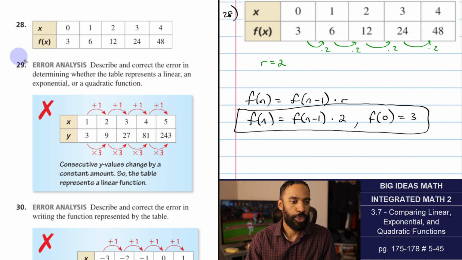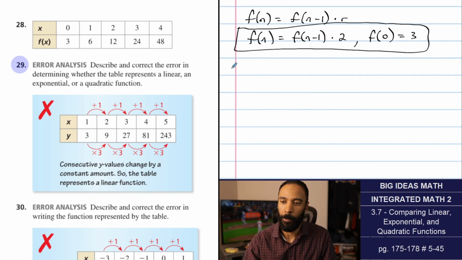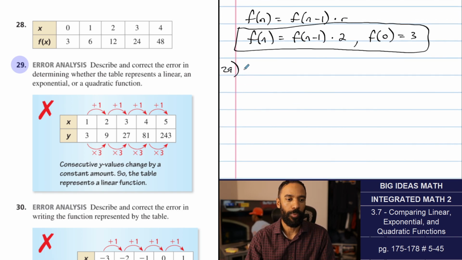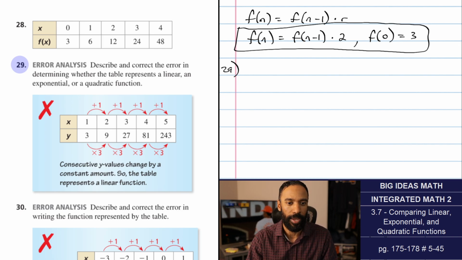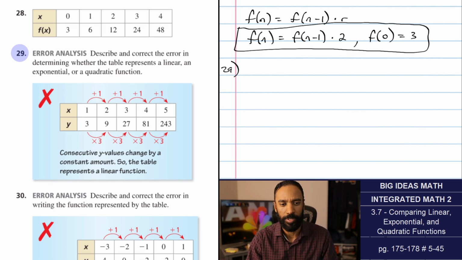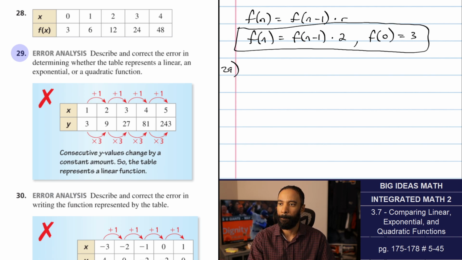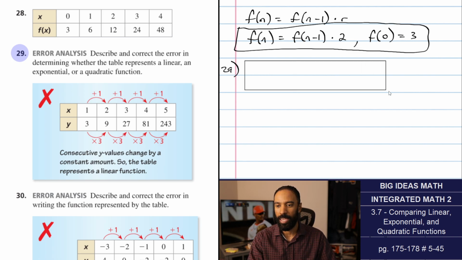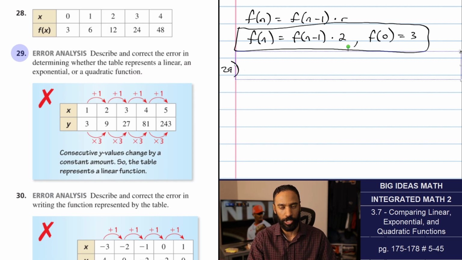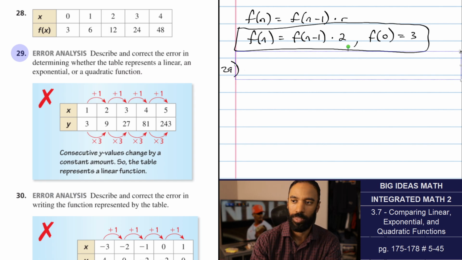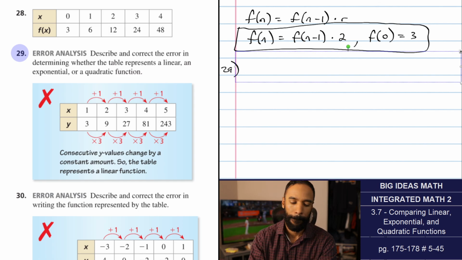Numbers 29 and 30, and I haven't ever had 3 error analyses questions, so I assume it's just those 2. On numbers 29 and 30, we are going to do error analysis. Describe and correct the error in determining whether the table represents a linear, exponential, or quadratic function. So they show a times 3 effect, and they state that it changes by a constant amount, so it's linear. It's changing by not a constant amount, but a constant ratio. So this function is so not linear.